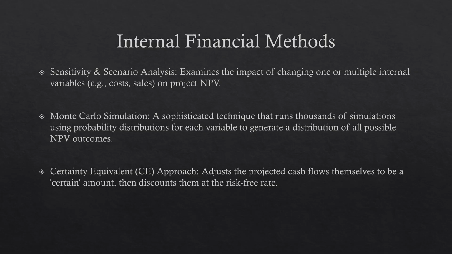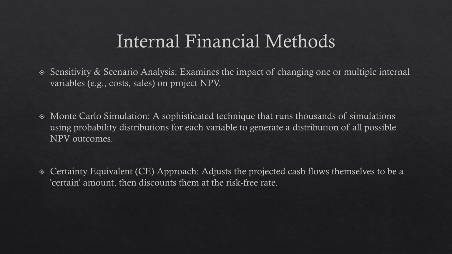Here we assign a probability distribution to each uncertain variable and use a computer to simulate thousands of possible outcomes. This gives us a much richer view of risk, including the probability that the project will have a positive net present value. A different approach is the certainty equivalent method.